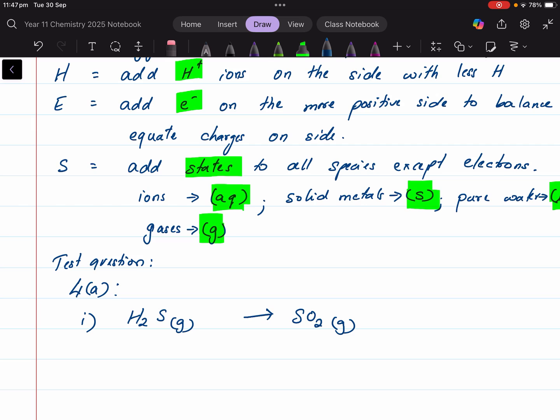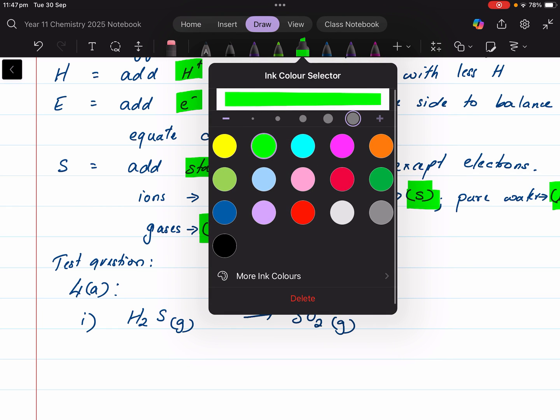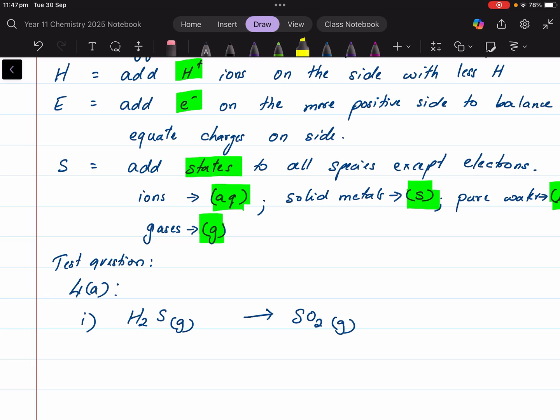This is not balanced. So you're going to start with your key element, which is, I'm just going to use a different color here. Might use yellow. So your key element is sulfur, which is not hydrogen and not oxygen. So you have one sulfur on the left-hand side and you have one sulfur on the right-hand side. So your sulfurs are really balanced. So you don't have to do anything to change that.